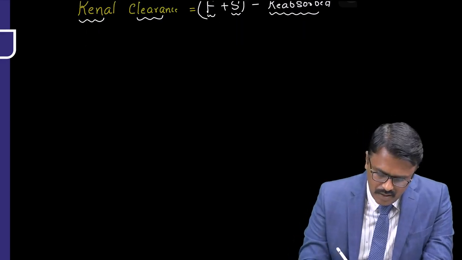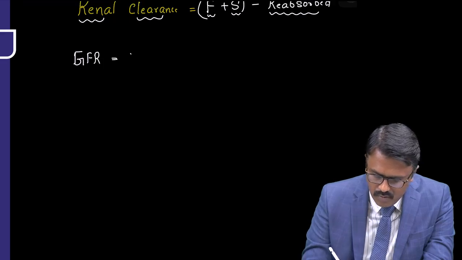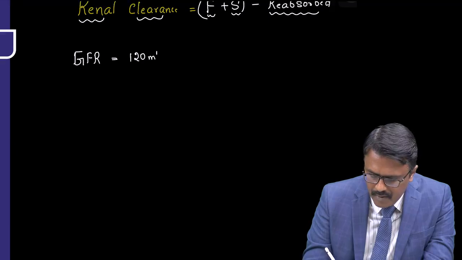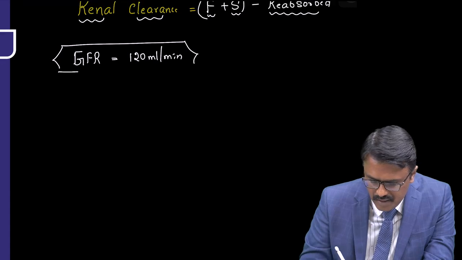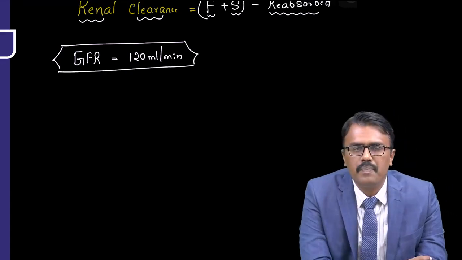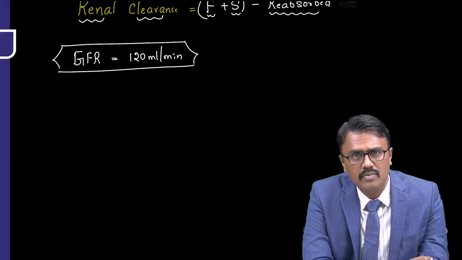Now you have heard of GFR, glomerular filtration rate. It is around 120 ml per minute. I am just taking a value of 120 ml per minute. Now how do I decide whether a drug is only filtered, or it is also reabsorbed, or it is also secreted? How do I know it?